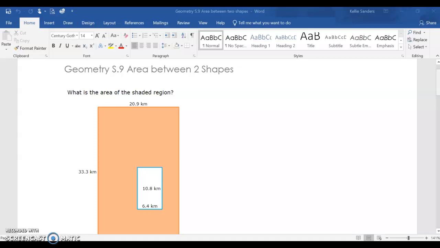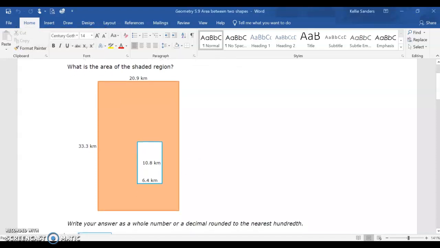S9, area between two shapes. And the question is, what is the area of the shaded region? So if it's in color, then the shaded region would be the orange part. And if it's in black and white, it would be the gray part, I guess.